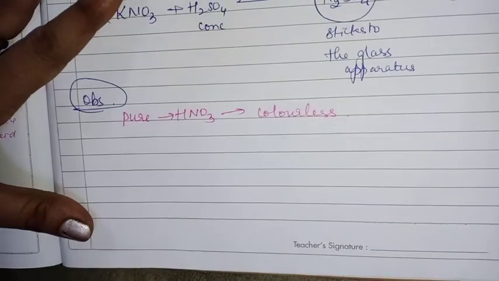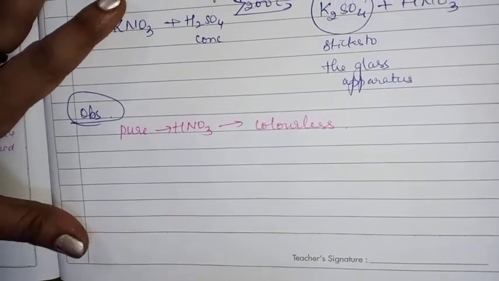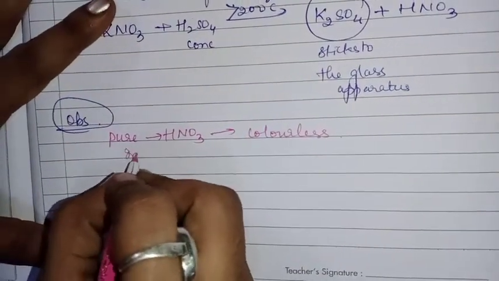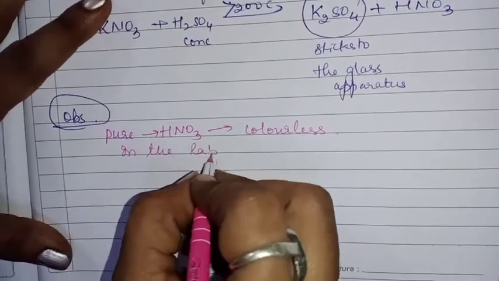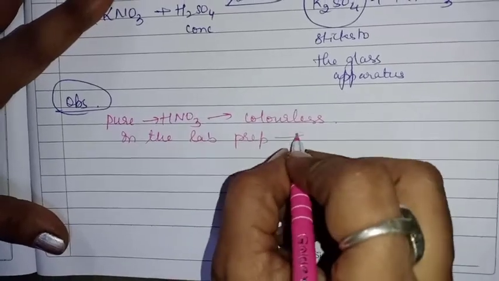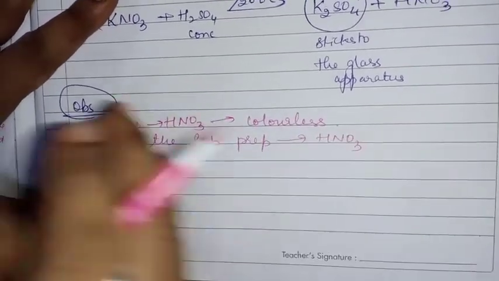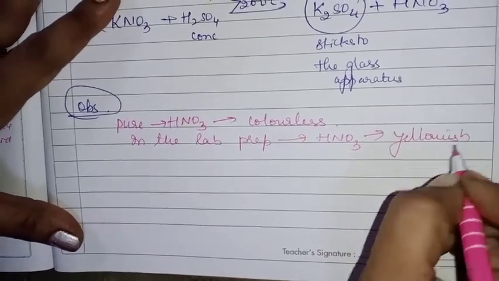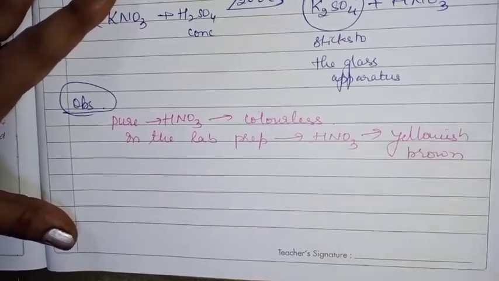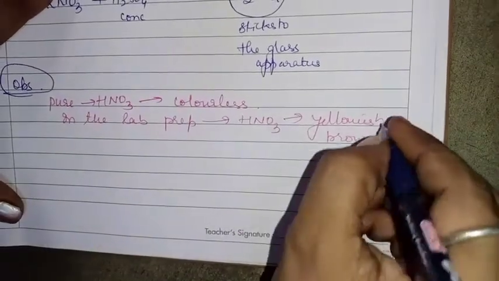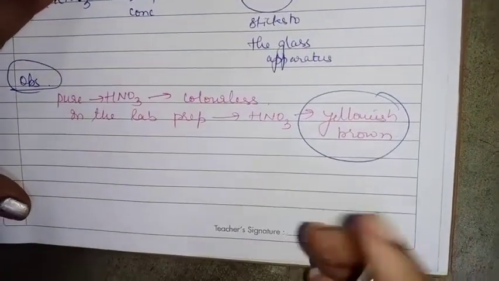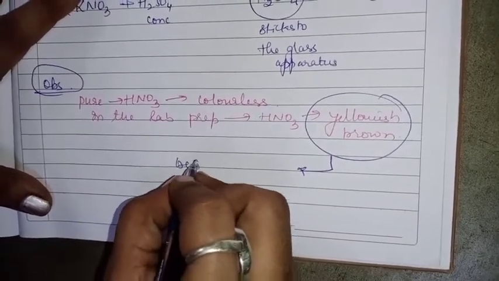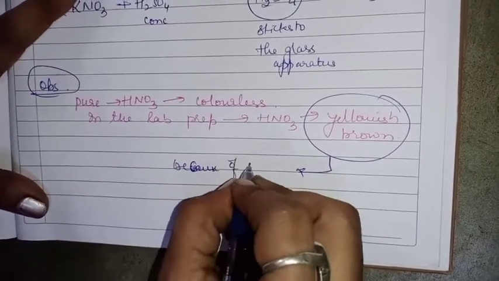It is colorless, children, while the nitric acid which we are preparing in the laboratory is yellowish brown. In the laboratory preparation, the nitric acid we are collecting in the apparatus is yellowish brown, children. Now why is the color of the acid yellowish brown? Because of the temperature.